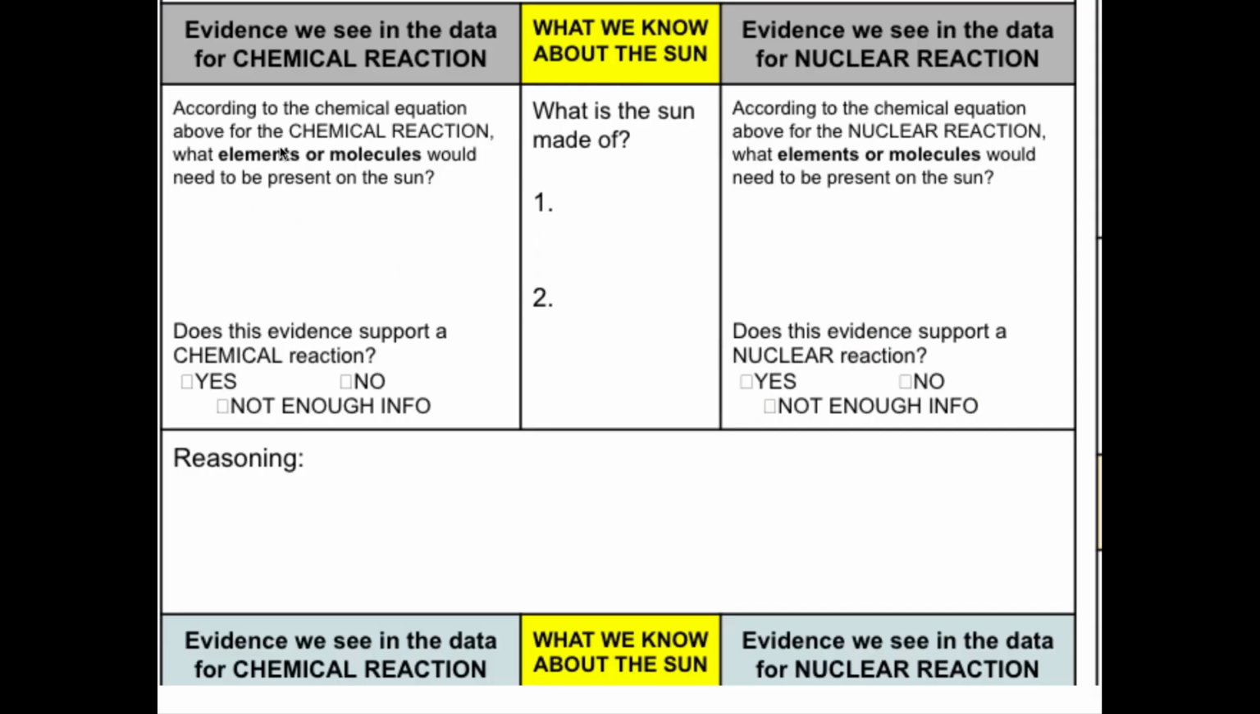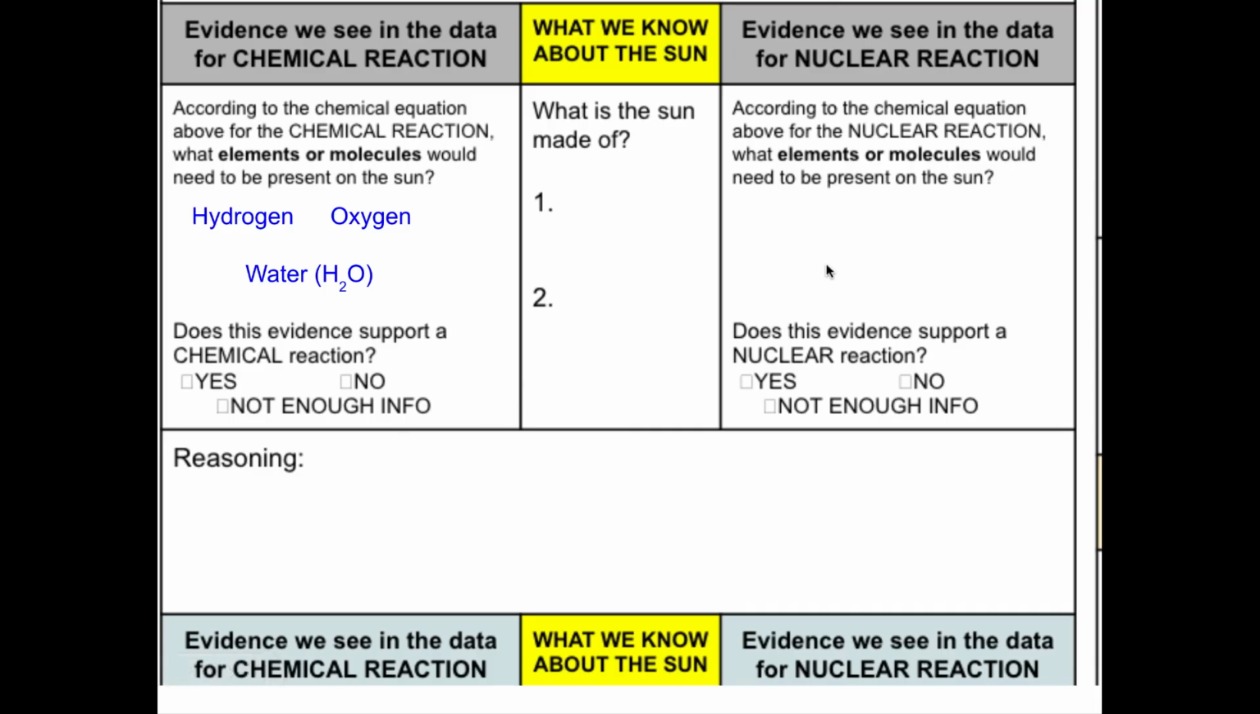The things that are required in a chemical reaction are the elements or molecules that are present in that reaction. And so I can look and say, oh, well, the reactants are hydrogen and oxygen, and then they make H2O. Their product is H2O, or water. So if that reaction were happening, I would see hydrogen, oxygen, and water inside the sun. Take a moment and decide, does this evidence support a chemical reaction? Maybe, maybe not. Maybe not enough info. You decide.